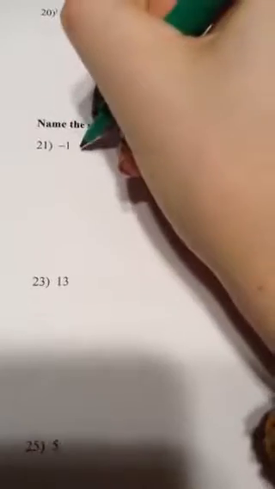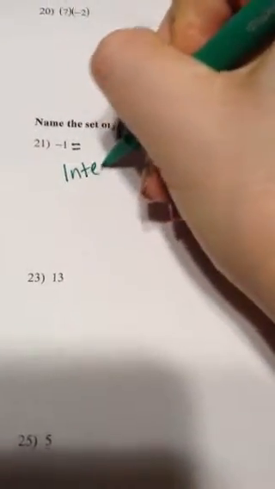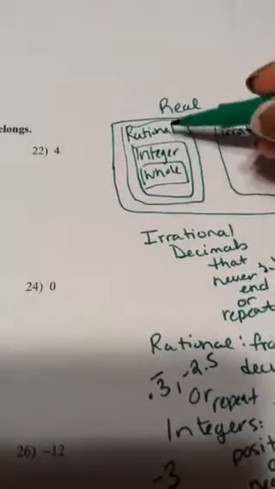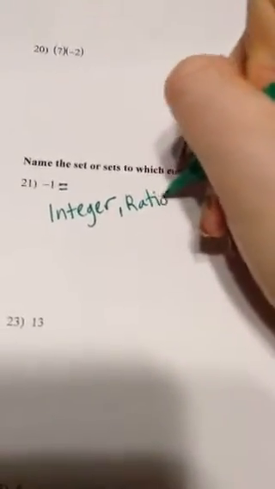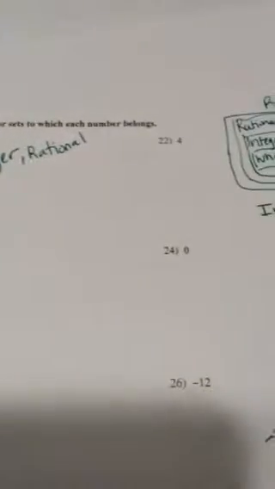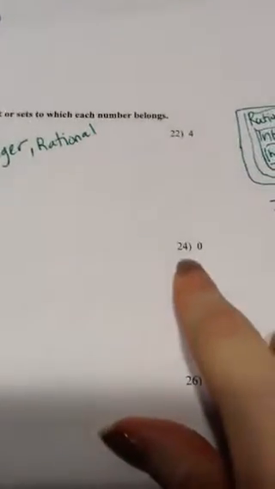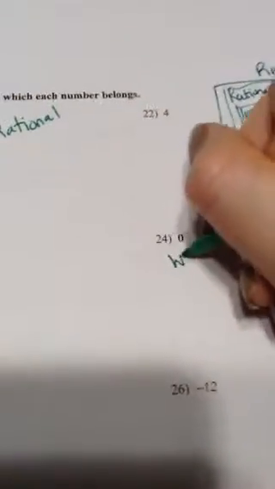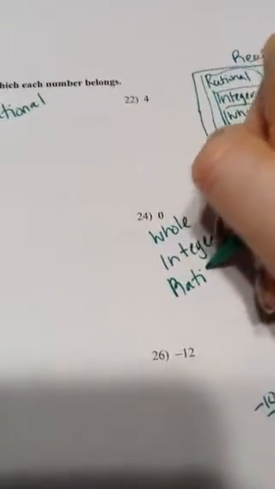So let's look at number 21. Okay, so it's not a fraction or a decimal, but it's negative, so that means this would be an integer. And if it's an integer, it's also inside the rational number set. So it's an integer and it's also rational. Number 24, this is 0. We know that whole numbers start at 0, so 0 is a whole number. But if it's whole, it's also an integer. It's also rational.